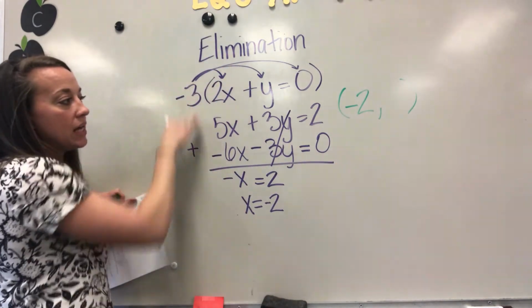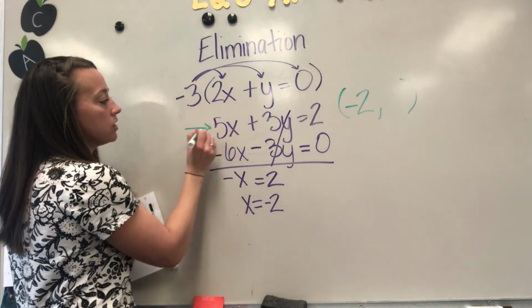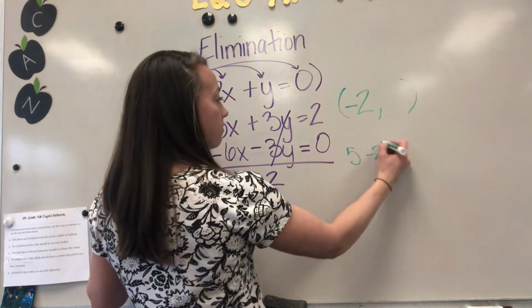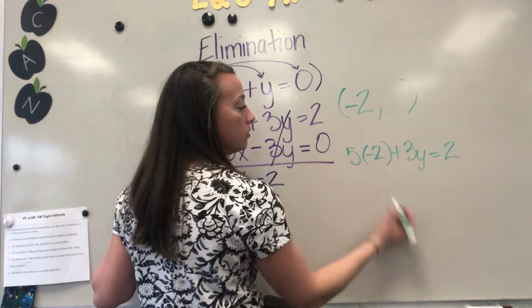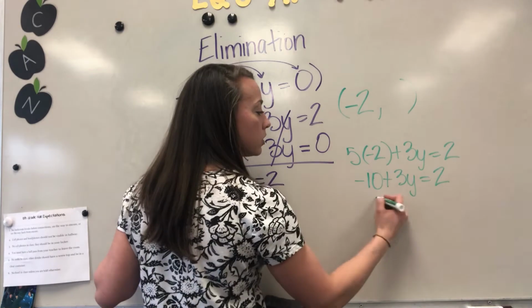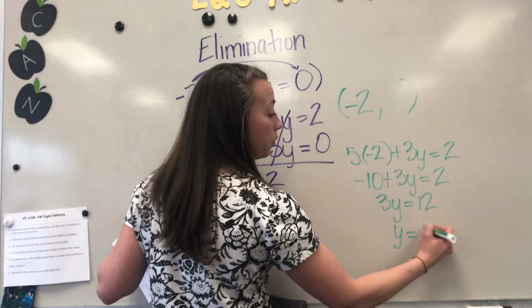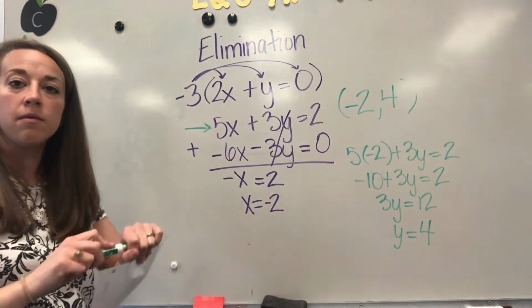And I'm going to choose any of these equations I want to take that negative 2 and plug into. I'm actually going to choose this one here because I just haven't touched it. So 5x, or 5 times negative 2, plus 3y is equal to 2. So that's negative 10 plus 3y equals 2. So 3y equals 12. So y equals 4. So negative 2 comma 4 is going to be my solution here.